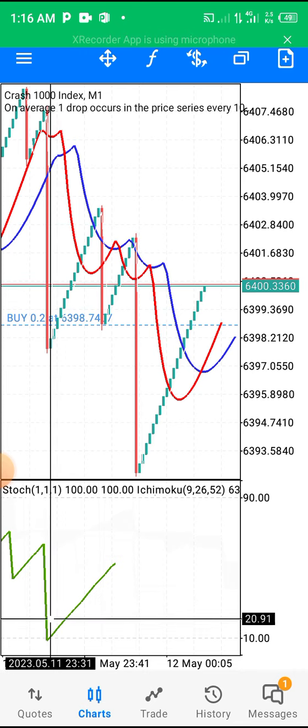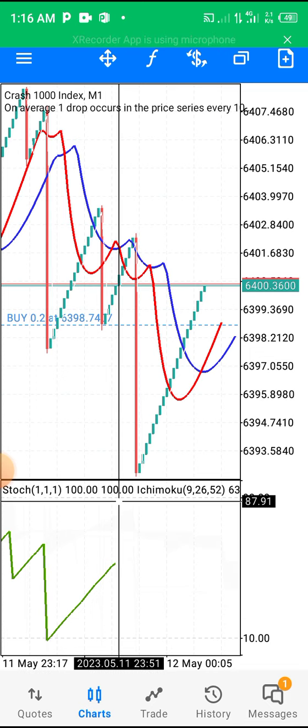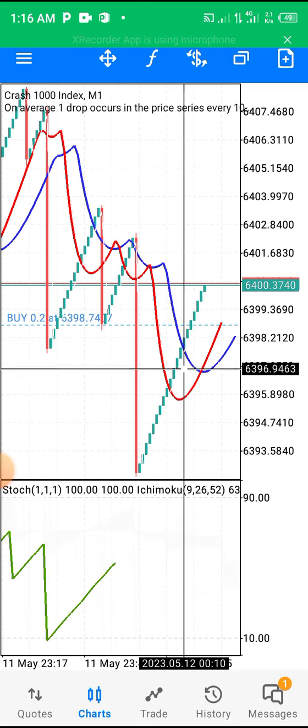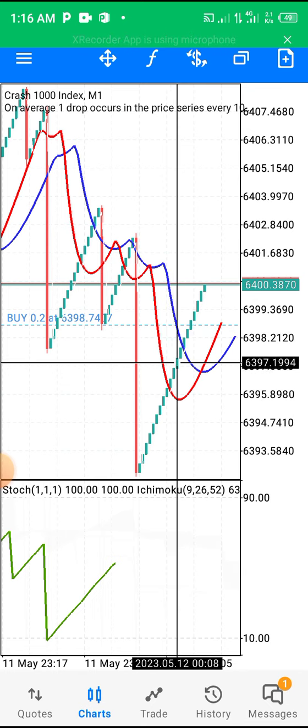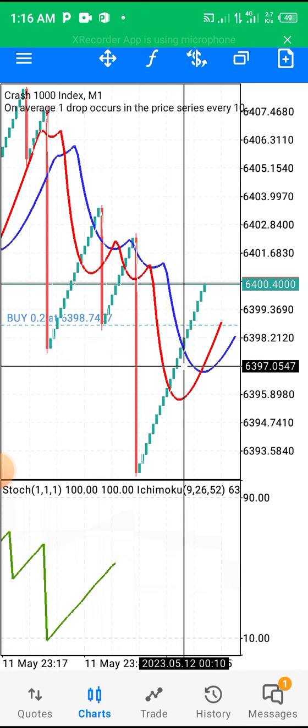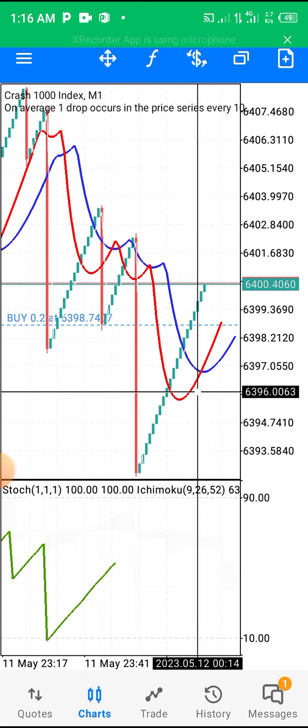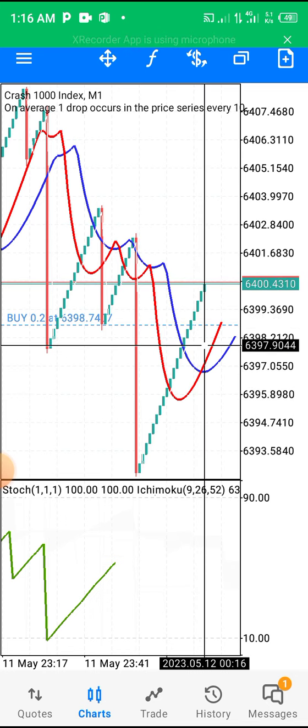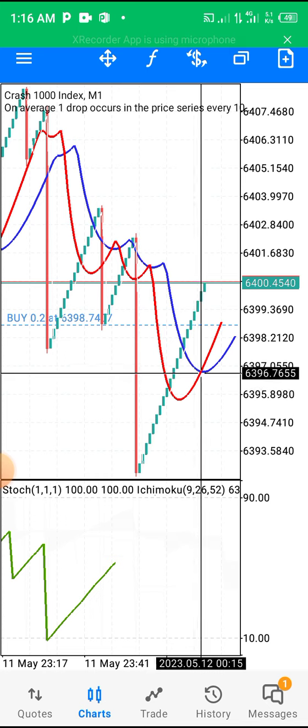So when you have your green indicator on your indicator window 1 at the level 10, the next thing you want to do is look on your main chart. And when you look at your main chart, what are you looking for? You are looking for the red and blue indicator to cross each other to the upside. Like I said, it must always cross to the upside.